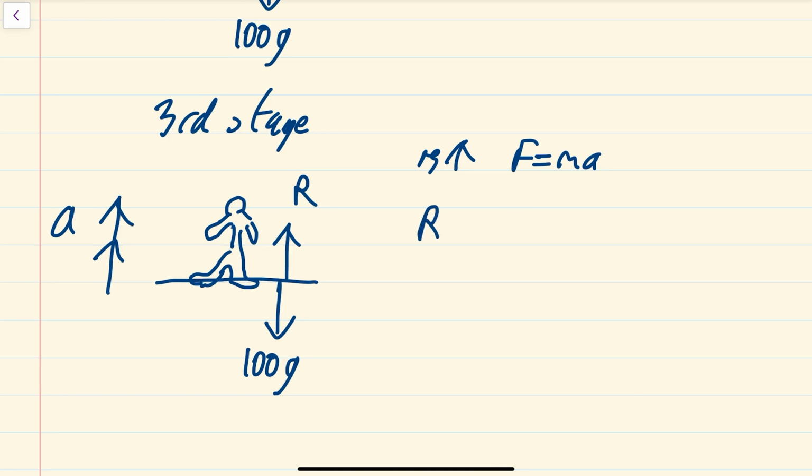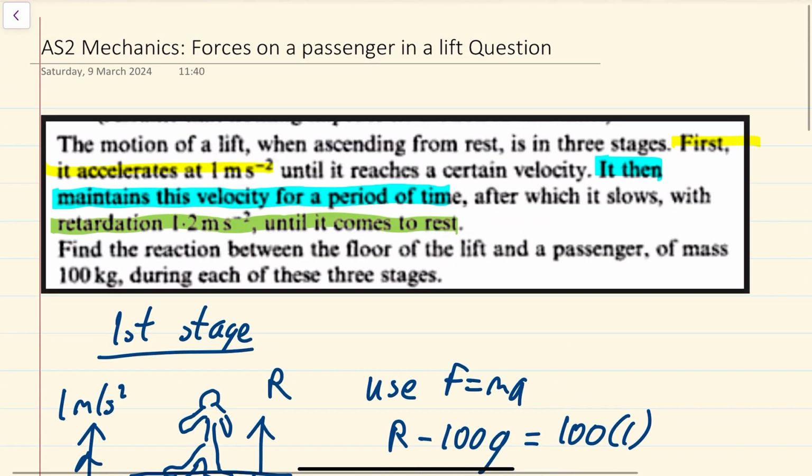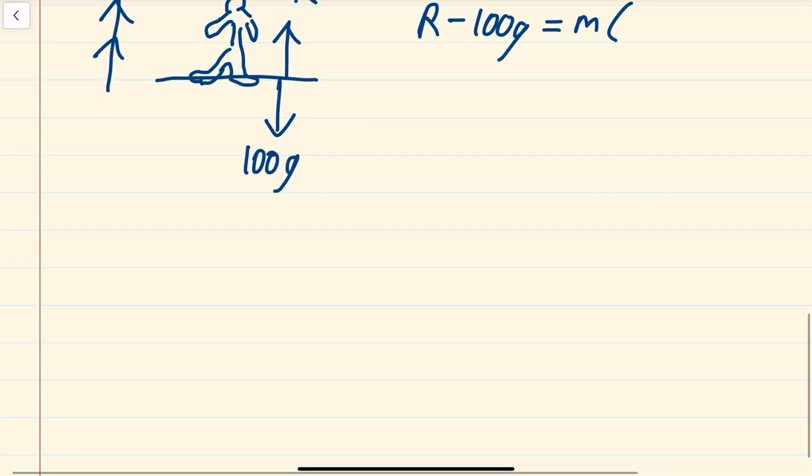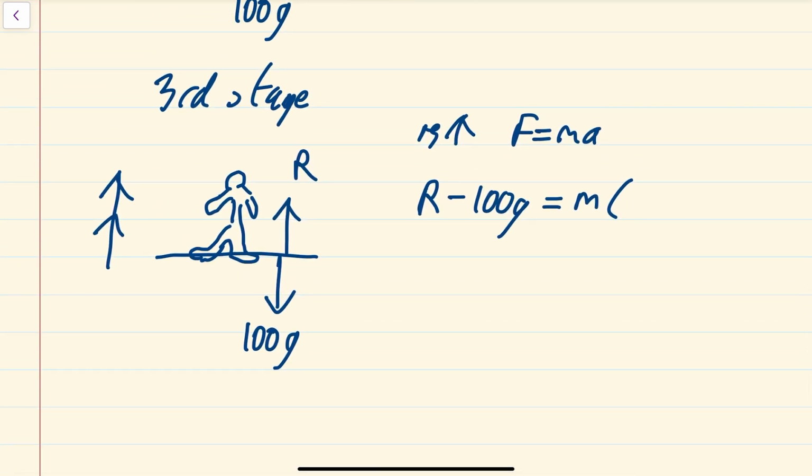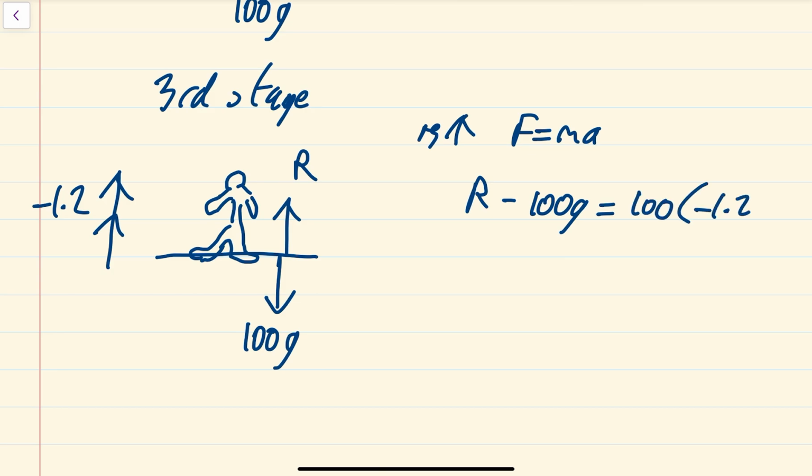So what's going up is my R. What's going against it is my 100g, and that's equal to my mass times my acceleration. I think we know our retardation was 1.2. So that means he's slowing down, so my acceleration is minus 1.2. Let's do that again. My force upwards is my R, going against that is 100g, that's his weight, and my mass is 100. My acceleration is minus 1.2, which means R is equal to 100 times minus 1.2, and then plus 100 times the g.